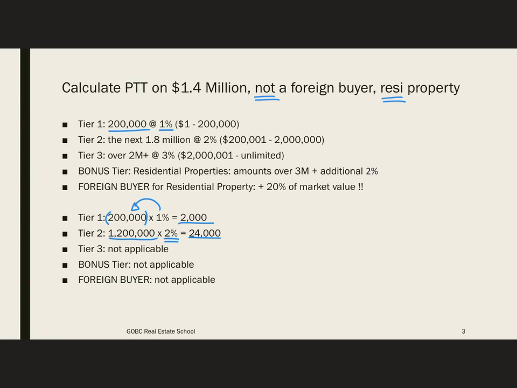Now, because we are not over a $2 million value, we don't actually charge anything for tier 3, and we don't charge anything for the bonus tier, and we've said that this is not a foreign buyer. So for tier 3 and the bonus tier, nothing is applicable, no taxes are payable, and the foreign buyer tax is also not applicable. So you would add up both of your tiers here, and you would have to pay as a buyer of this property $26,000 in PTT.